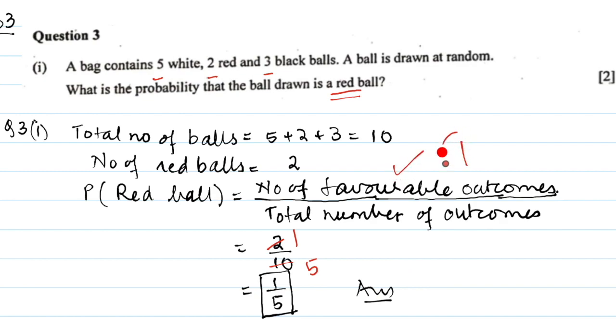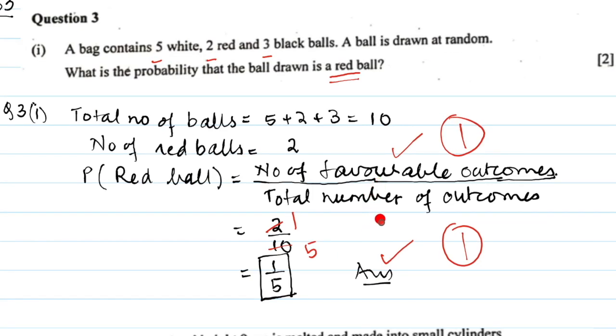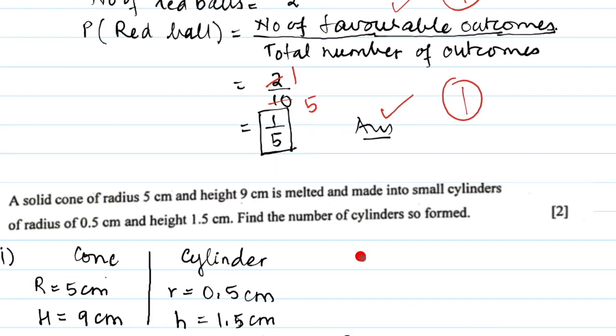So write this for 1 mark. Write this for 1 mark. That's how we get our 2 marks. If the statements are missing, the marks could be missing.